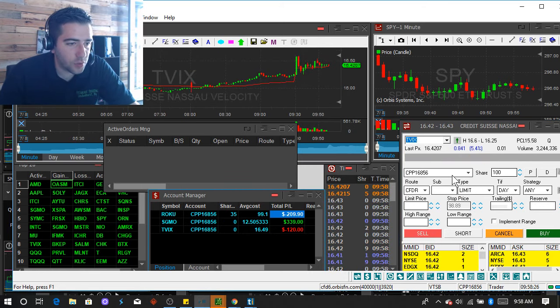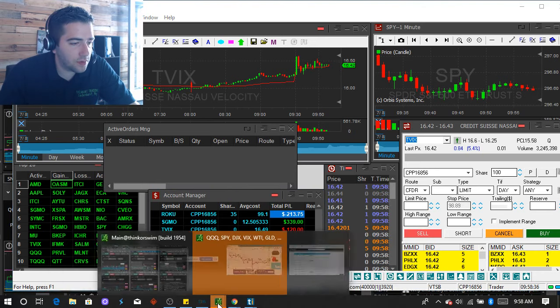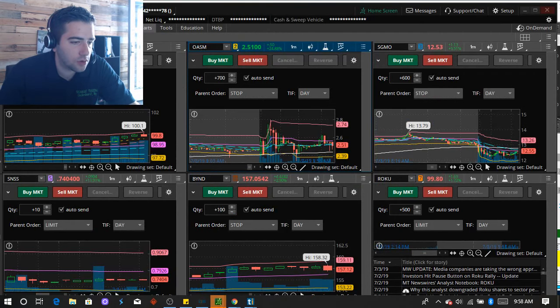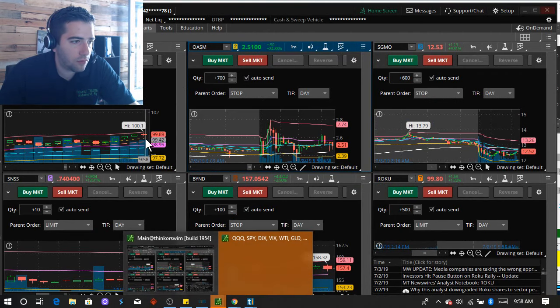All right, so we're down 120 on TVIX. That's an easy fix. Let's see. We have to figure out if this is a reversal or what. To me, it doesn't look like a reversal. This looks like it's going to come back down, but let's take a closer look. Roku hit 100, just like I said it would. Beautiful, beautiful.